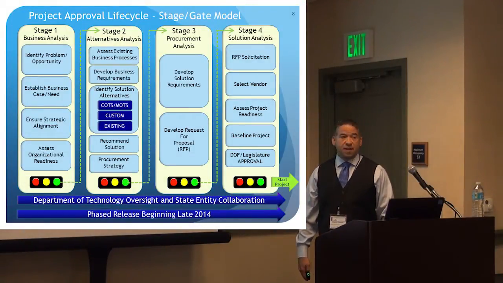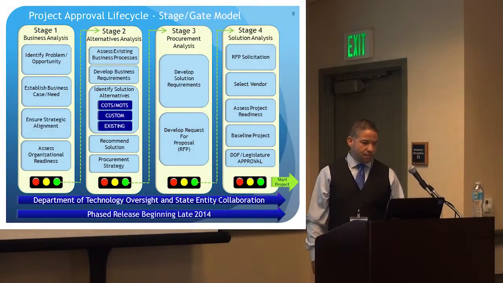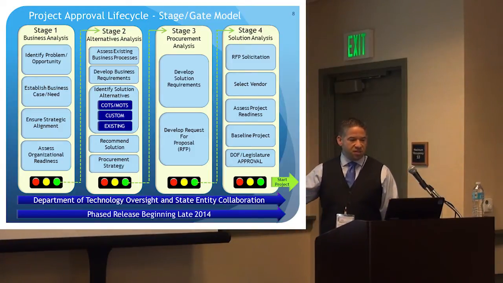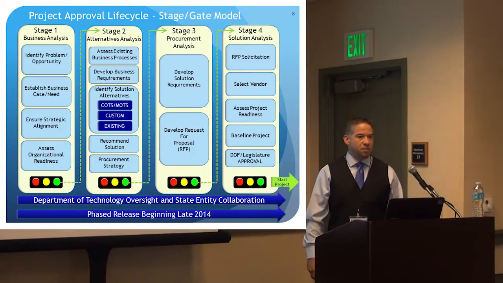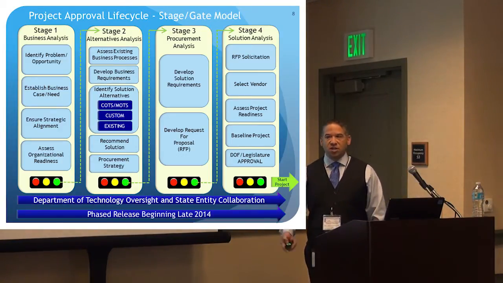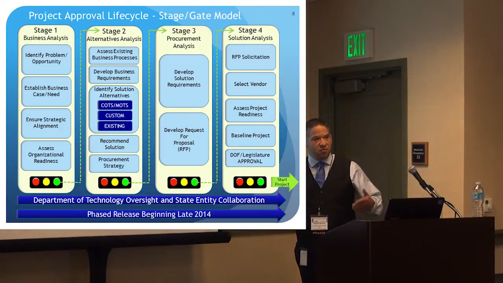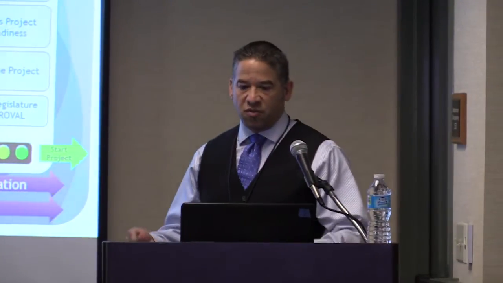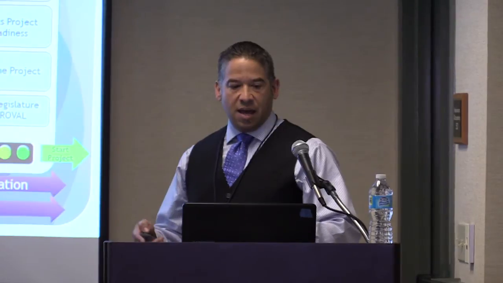So here's the project approval life cycle, or the stage gate model. Many of you are already familiar with the stage one business analysis. The policy for that was implemented back in September of 2013. We've already worked on one iteration of S1BAs that have come in from different departments and agencies, and we've already reviewed and approved the majority of those.